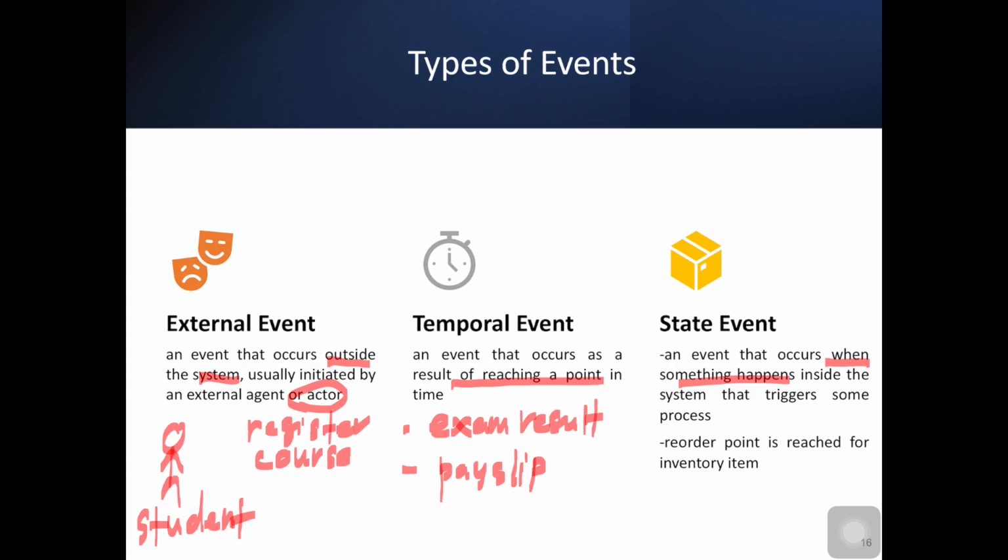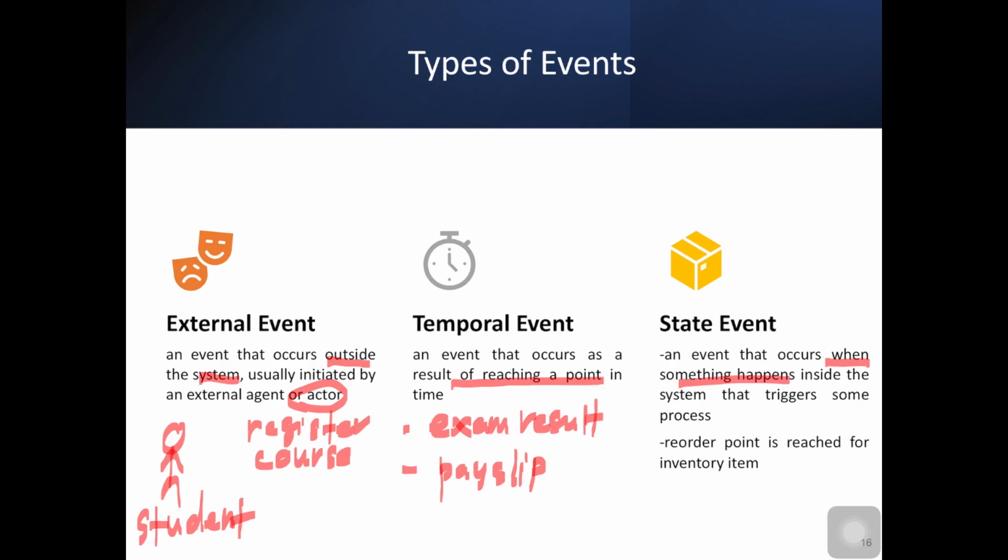But for state event, there is something that triggers the system to notify. For example, inventory item. Let's say saya jual bantal. Saya ada 100 bantal. In my inventory system, I set that if my stock tinggal 20, system should trigger and notify me. Or the system should auto reorder to the supplier, for example. So state event, there is something that triggers inside the system and something will happen after that event occurs. So that is state event.